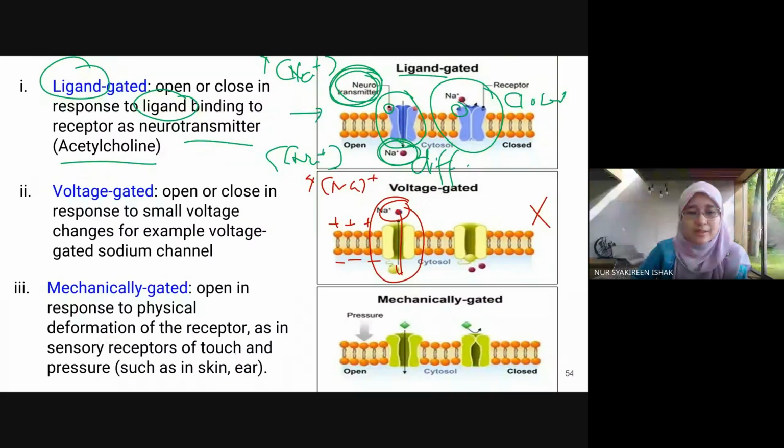And then we have the third one: mechanically gated. It opens in response to physical deformation. So if you apply pressure, it allows the channel to open. It responds to physical deformation of the receptor, as in sensory receptors of touch and pressure, such as in your skin and in your ear. So if there is physical deformation, it causes the channel to open.